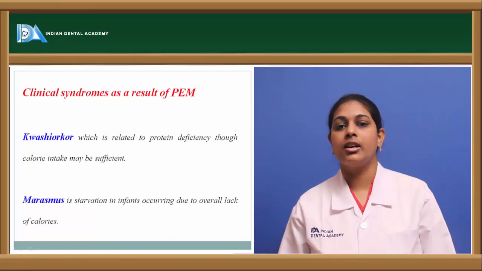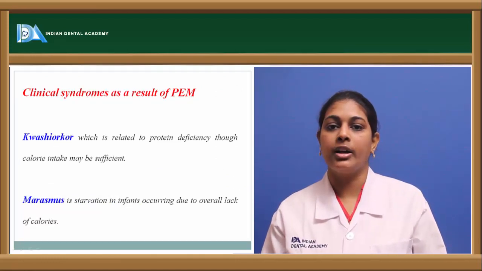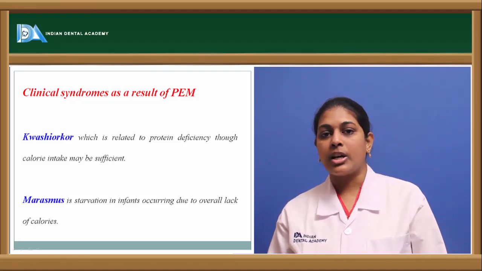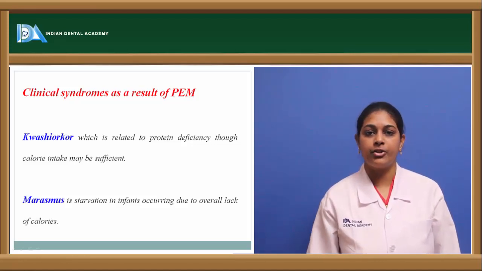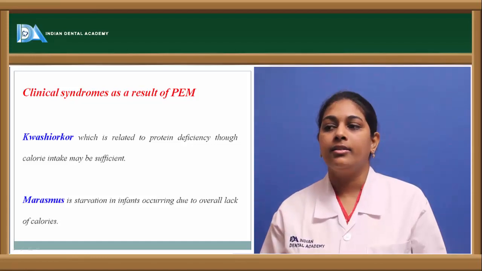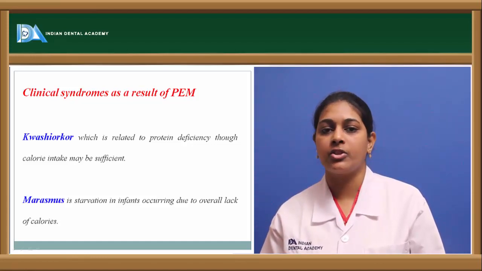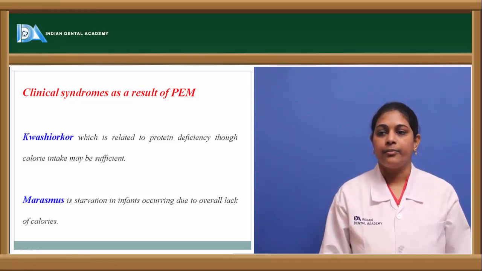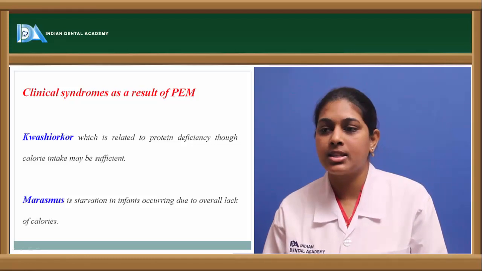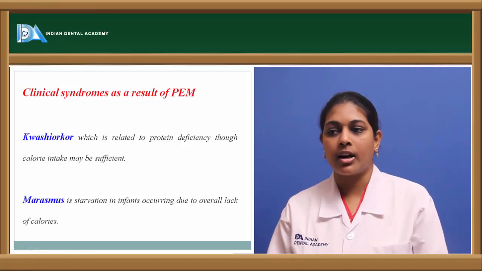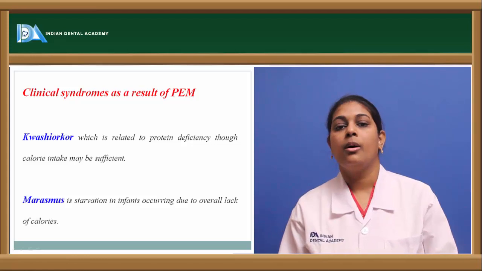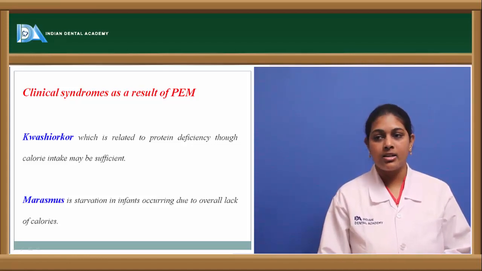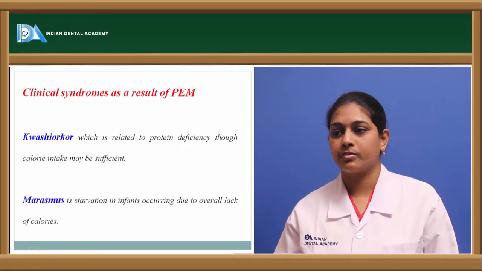Coming to the clinical syndromes which result from protein energy malnutrition, most commonly seen are kwashiorkor and marasmus. Kwashiorkor is because the calorie intake is sufficient, but the protein intake is not sufficient, it is inadequate, resulting in protein deficiency with sufficient calories. Whereas in marasmus, we see that the patient is starving, in infants. It occurs due to overall lack of calories. So marasmus is a condition which we see most commonly in infants when the calorie intake is completely absent.